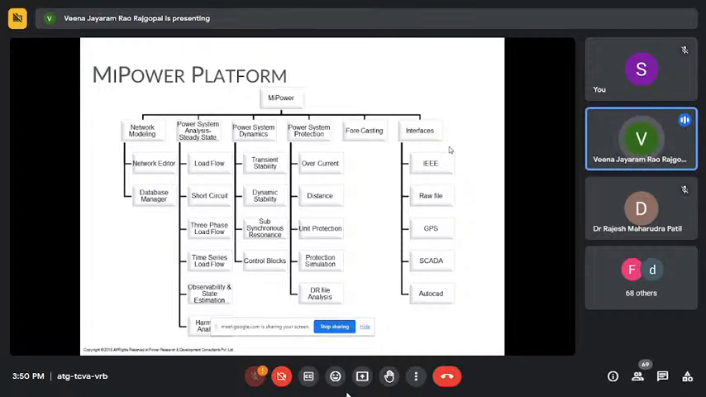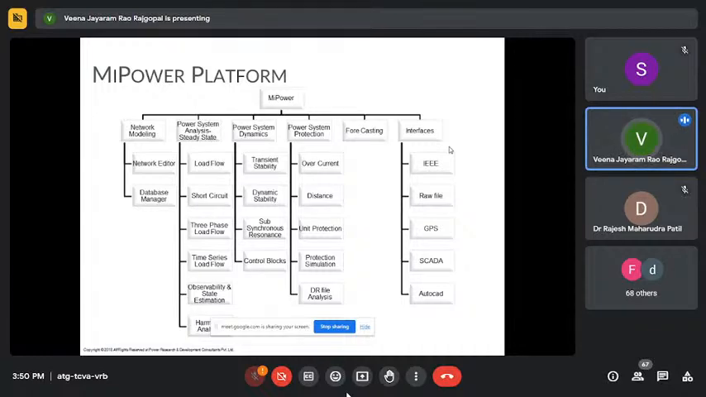So this classification is just for what are the different ways or different analysis that can be performed. If you're doing any analysis, first you need to model the system. There are various ways of modeling. I'll show you the kinds of networks you can generate. Then you have the centralized database. Once you make the database, you can perform the various analysis. So that is on the network modeling.